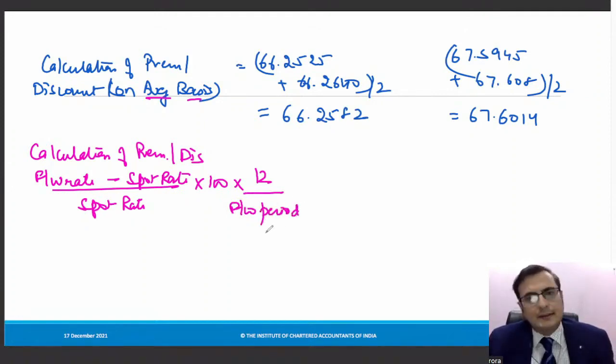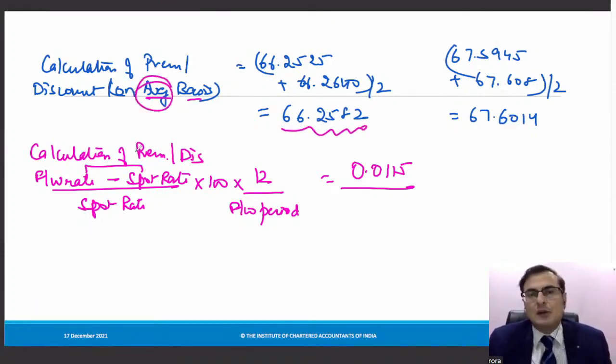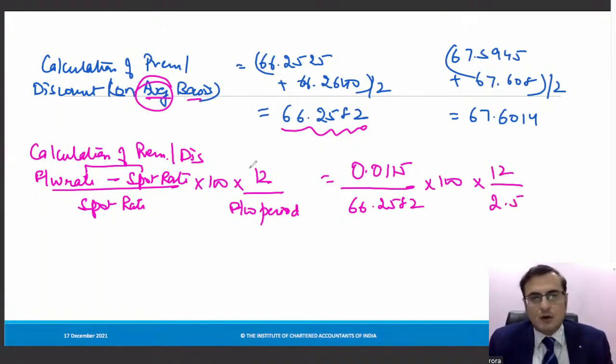So what is the difference? You have already calculated. I think Harshad also gave the answer. The difference between the two, look at your notebooks. You calculated 0.0115, divided by the spot rate. So this is average. They say you have to calculate on average basis. So 66.2582, in this case, into 100 into 12 by 2.5. So this will be for the first one. Second one will do it after this.